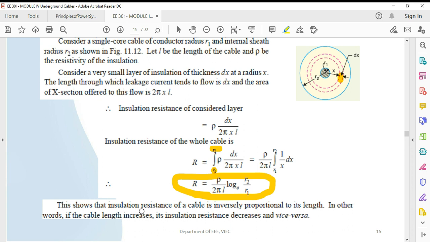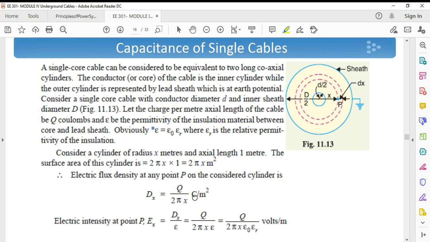This shows that the insulation resistance of the cable is inversely proportional to the length. Or if the cable length increases, insulation resistance decreases. Now we can see the capacitance of a single core cable. Here we consider the conductor diameter as small d, so the radius is d by 2. The total diameter is capital D and the radius is D by 2. The insulation has a relative permittivity of epsilon r.